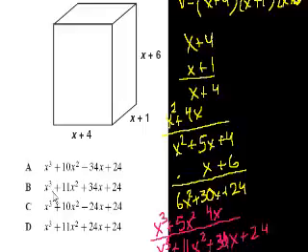So x to the third, all of these choices are x to the third, plus 11x squared, so it's either B or D, plus 34x. That's that one. Plus 34x plus 24. So the choice is B. Next problem.